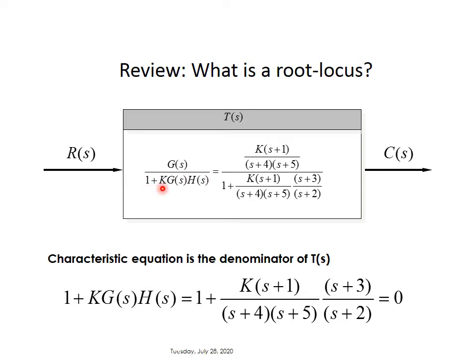It's 1 plus kG(s)H(s). So for this particular system that we've presented in the previous slide, when you do the calculation, it is these terms: 1 plus k(s plus 1)(s plus 3) over (s plus 4)(s plus 5)(s plus 2), right? So the characteristic equation is this, and if you want to find the root of this characteristic equation, it is basically when it equals 0, right?